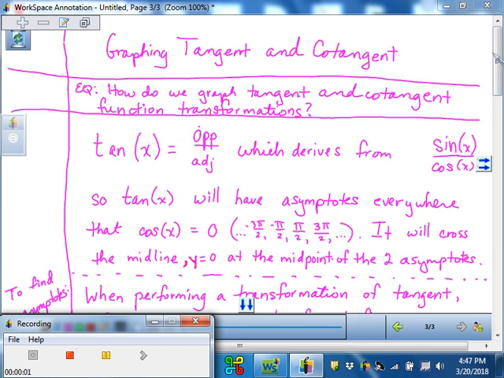Hello, this video is about graphing tangent and cotangent. Our essential question is, how do we graph tangent and cotangent function transformations? We're going to start off by talking about tangent and cotangent a little bit.